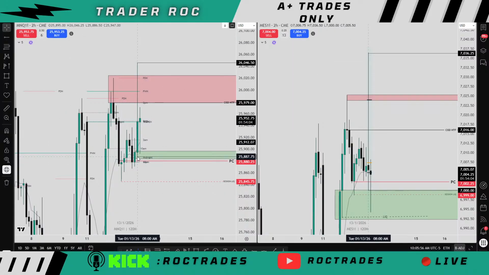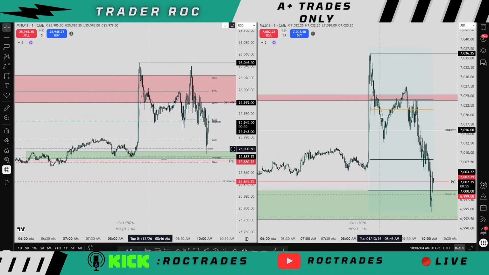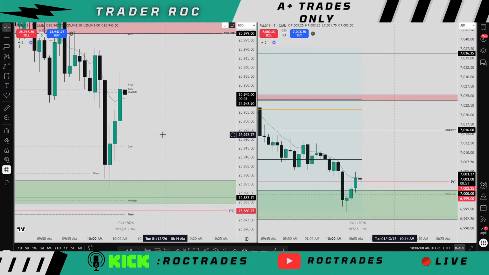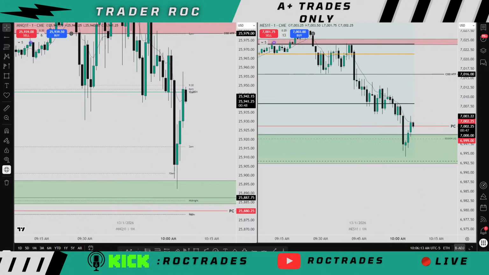2-hour high, 2-hour low, SMT off of that low. So naturally, I would want to see NASDAQ take out this low right here as well. So let's see what happens. I might short NASDAQ here. It just depends on what happens here. Let's see. Let me get ready.